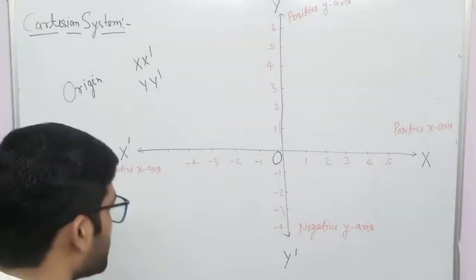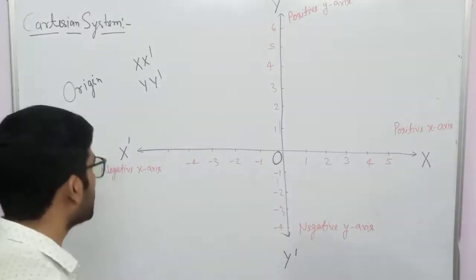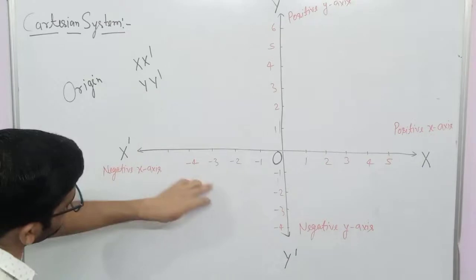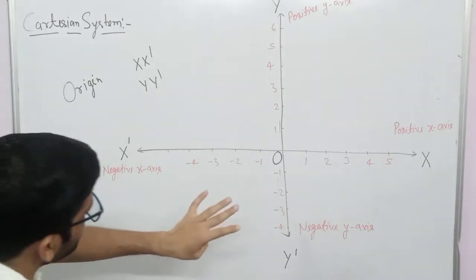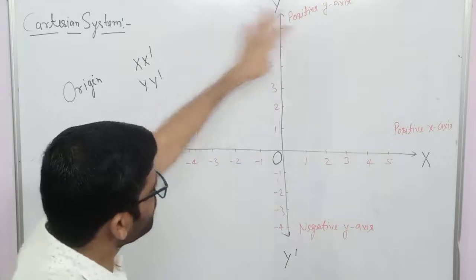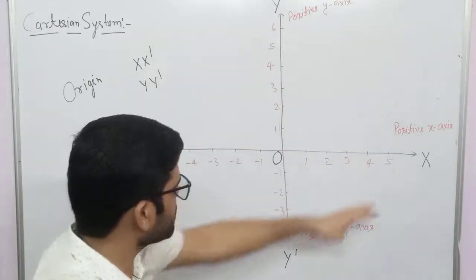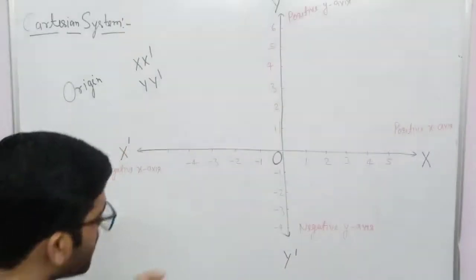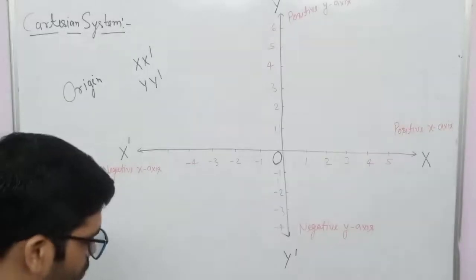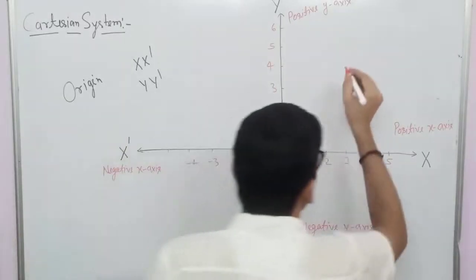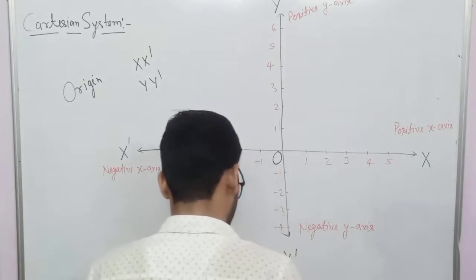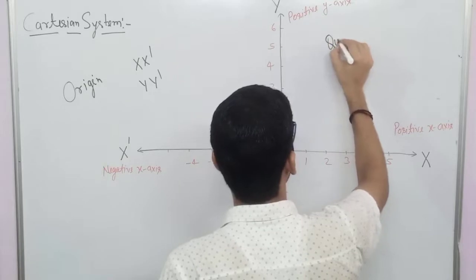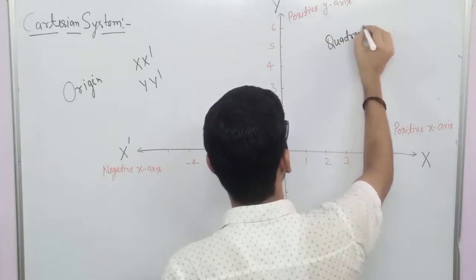Now you can see when both lines, X dash X and Y dash Y, intersect at the point O, these lines divide the plane into 4 parts, like a plain paper divided into 4 parts. You can see 1, 2, 3, 4. Now how can you write its name? This is the first quadrant. Here is a new word, quadrant.